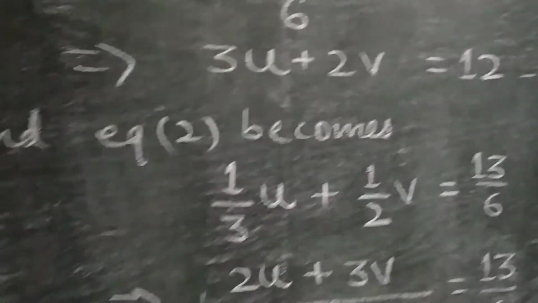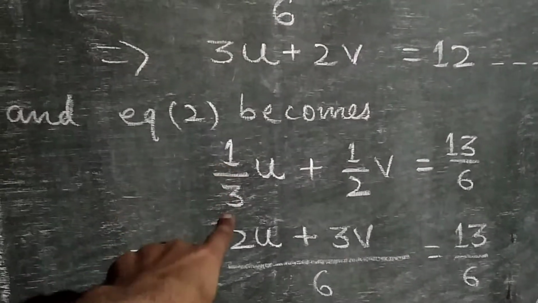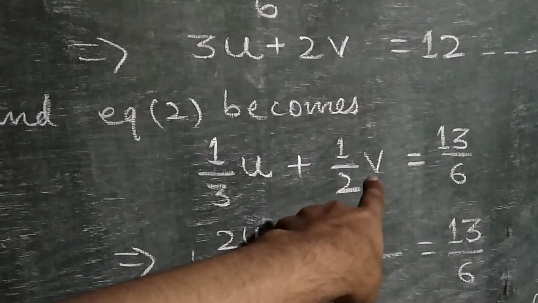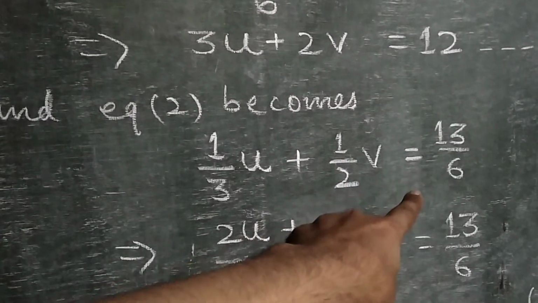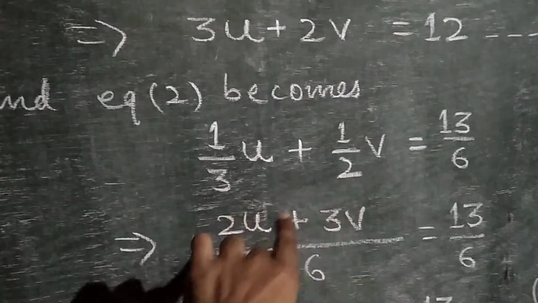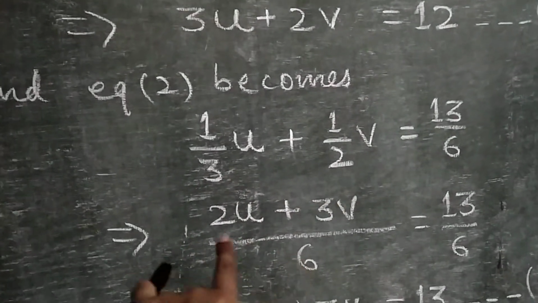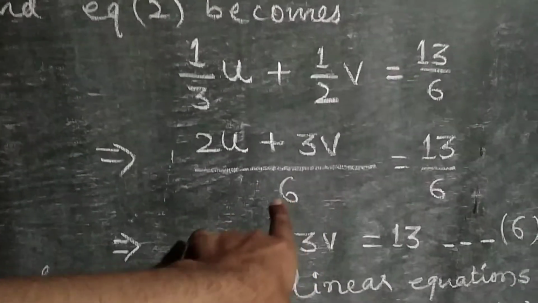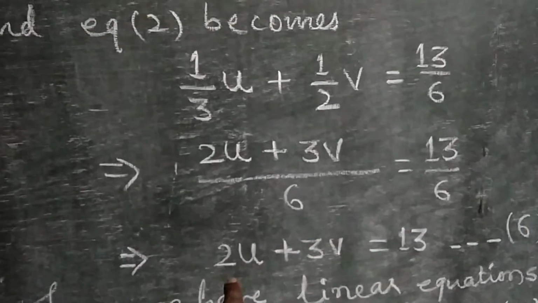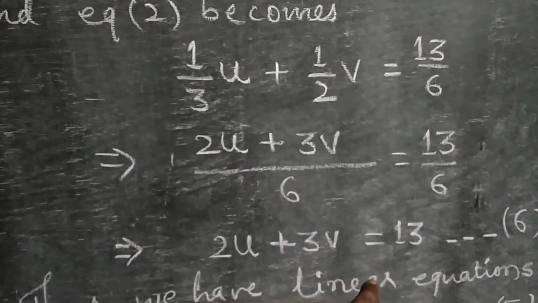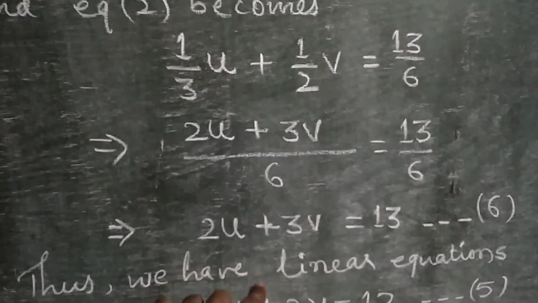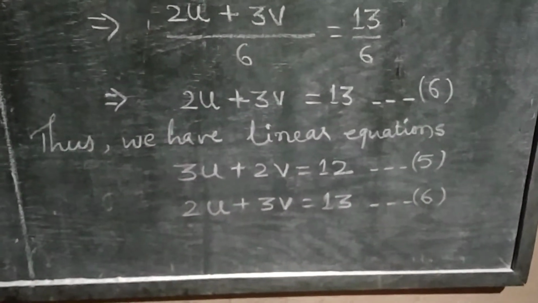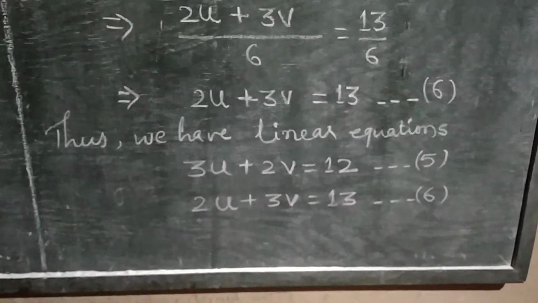Okay. Similarly, equation 2 will become 1 upon 3, in place of 1 upon x, we have written u, plus 1 upon 2, in place of 1 upon y, we have written v, equal to 13 upon 6. Again, we will take the LCM here. It will be 6. So it will become 2u plus 3v equal to 13 upon 6. And 6 will cancel from both sides. So we will get 2u plus 3v equal to 13. It is our sixth equation. Okay. Now if we write both the equations together, then we will get 3u plus 2v equal to 12.